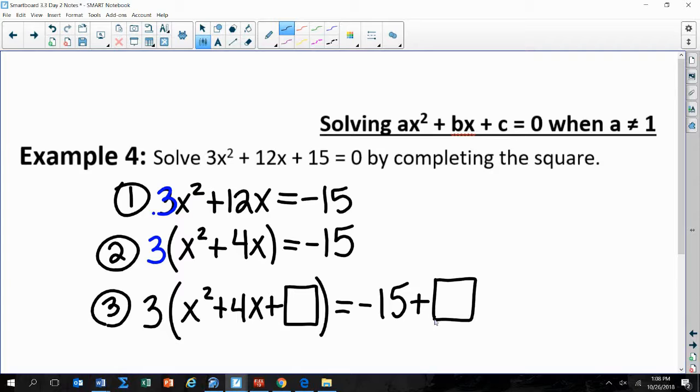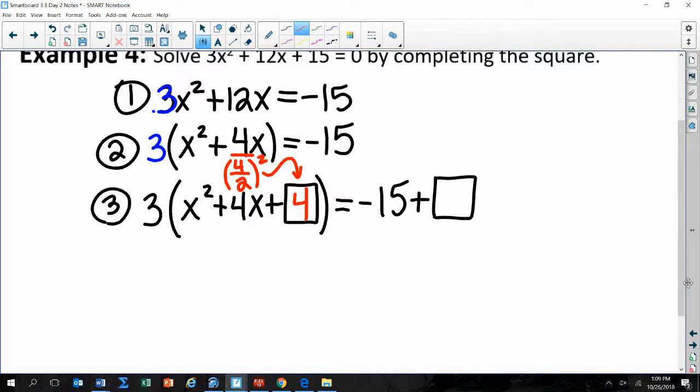Okay, so how do I get what goes in this box? I take whatever the b value is in front of x, right? So 4, I divide it by 2, and I square it, right? That's what's going to go in the box. So I have 4 divided by 2 is 2, squared is 4. Okay.